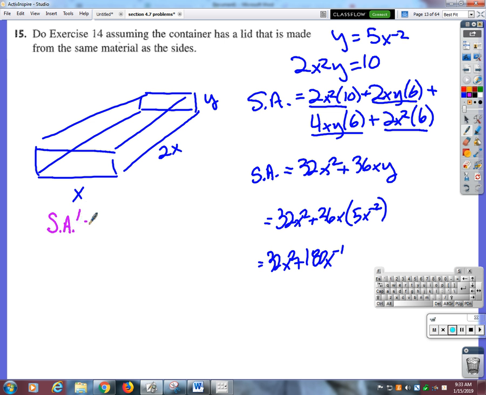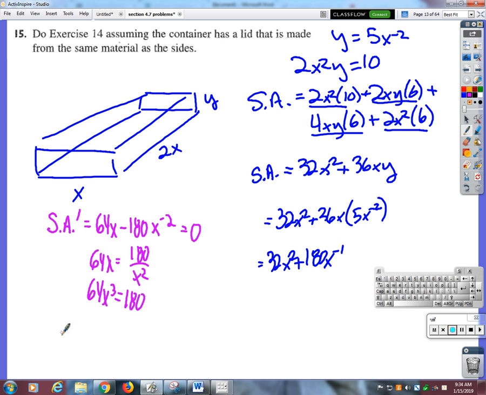All right, so then I have to take the derivative. What's the derivative of 32x squared plus 180x to the negative 1? Negative 180x to the negative second, and I want to set that equal to 0. Okay? So that means 64x equals 180 over x squared. Multiply by x squared. So 64x cubed equals 180. Divide by 64, cube root. You get some crazy weird decimal. That's what x is. Plug that into an equation. Figure out what y is. Take a couple minutes to do that on your own. Let me know when you're done.